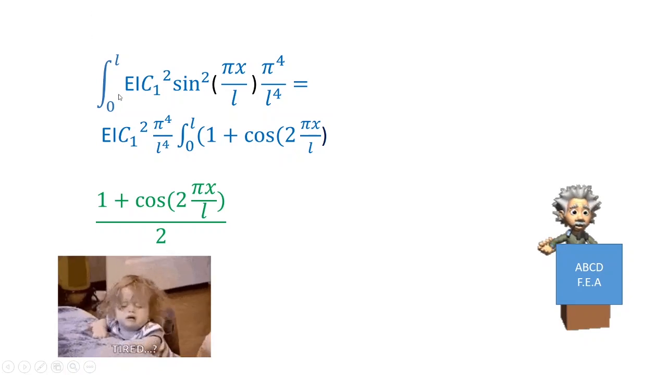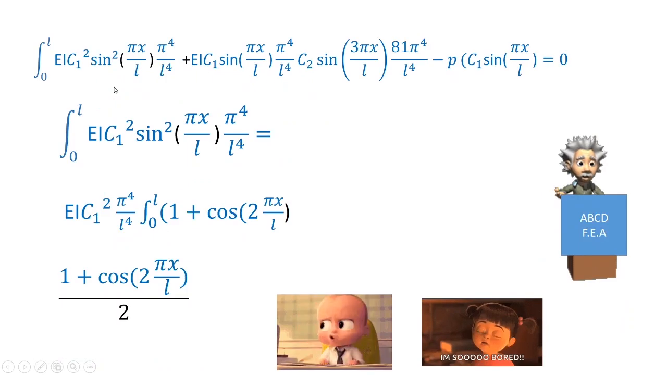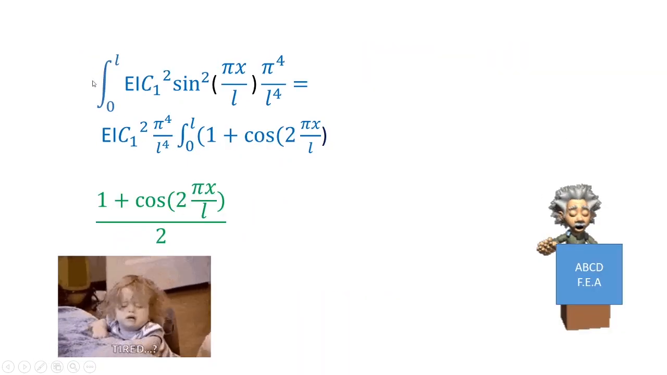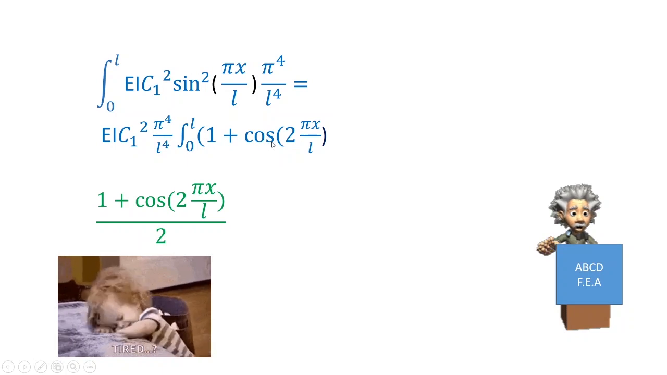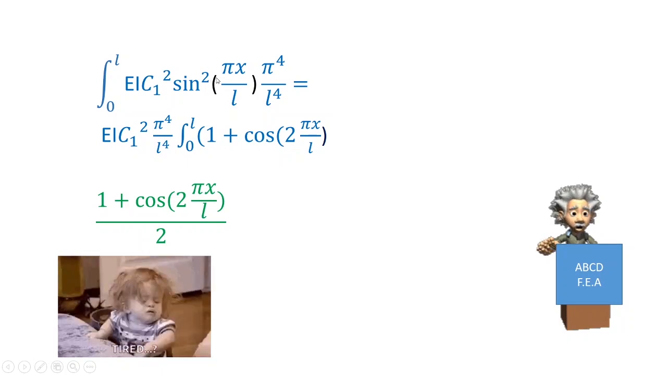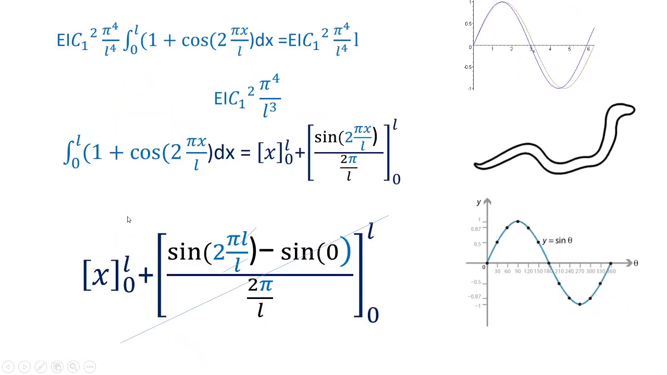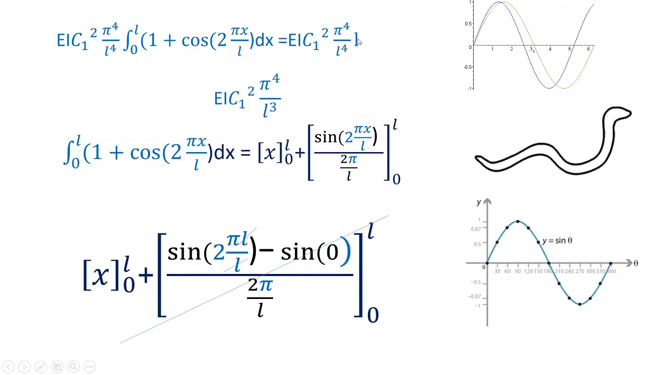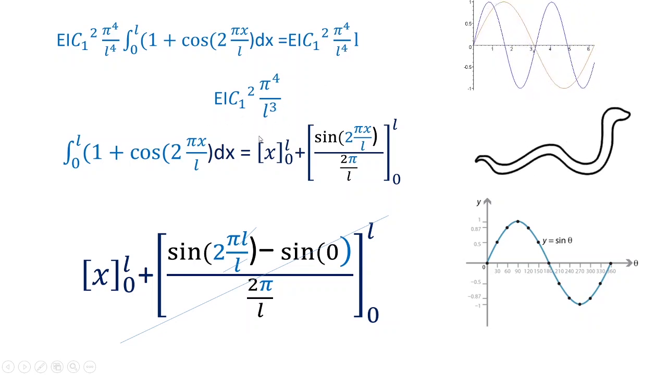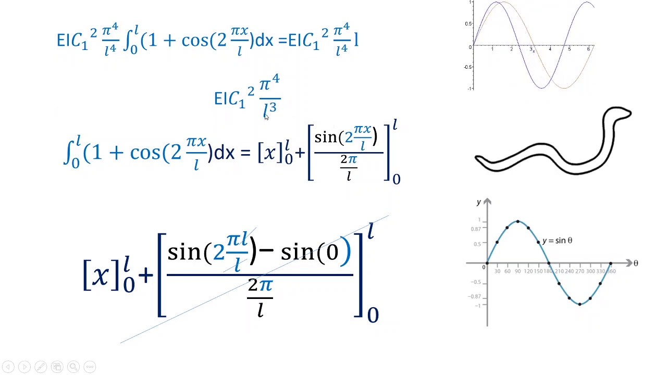Anyway, so what I have done, first I will integrate the first part. When I integrate EI c1 square sine square pi x by l, pi 4 by l4, the constant term will be out. So sine square theta is equal to (1 minus cos 2 theta) by 2. So I put this value. If I try to integrate it, it will be EI c1 square pi 4 by l4 into l, this will be l cube. The 2 I will write later, divided by 2. So I have written it in the later slide.